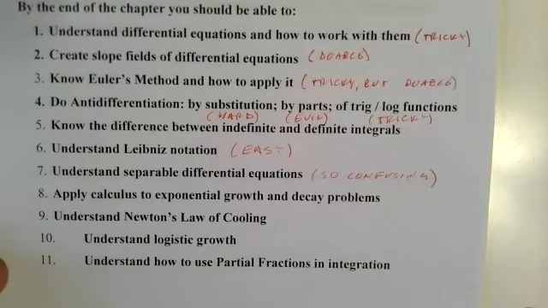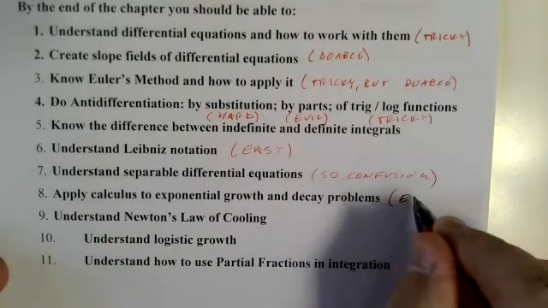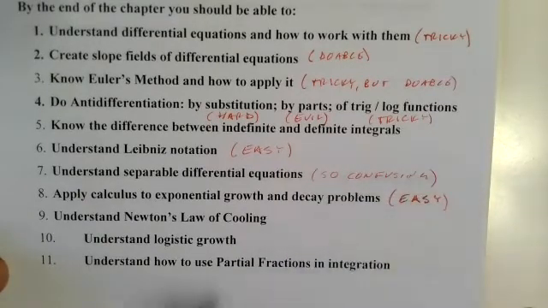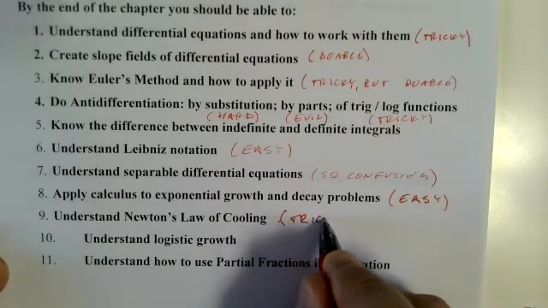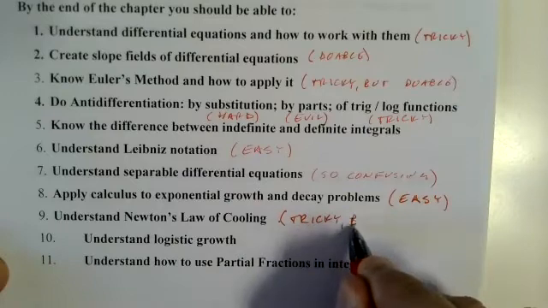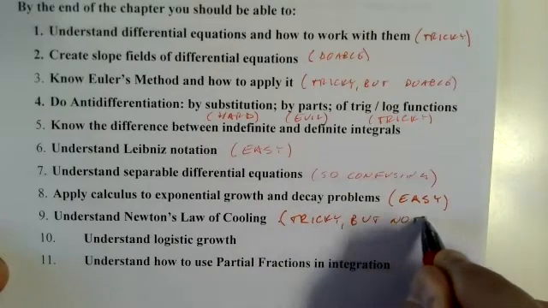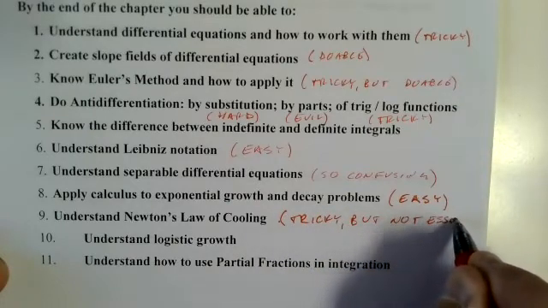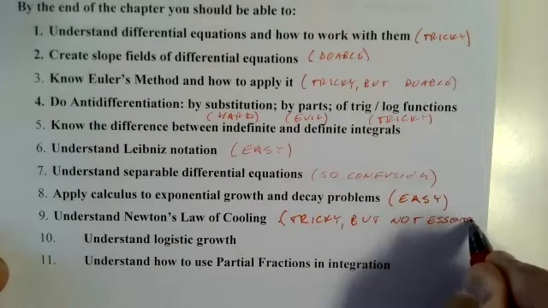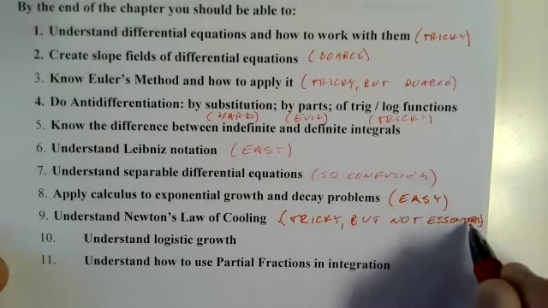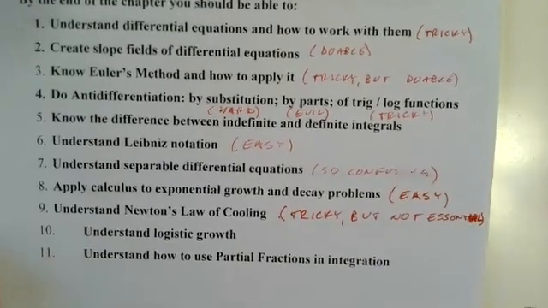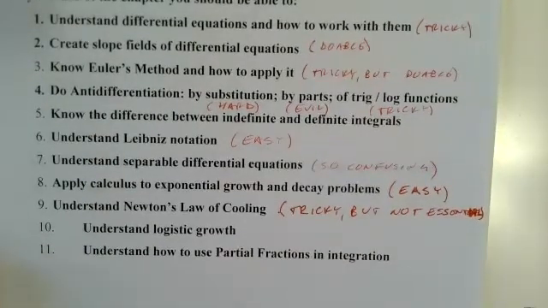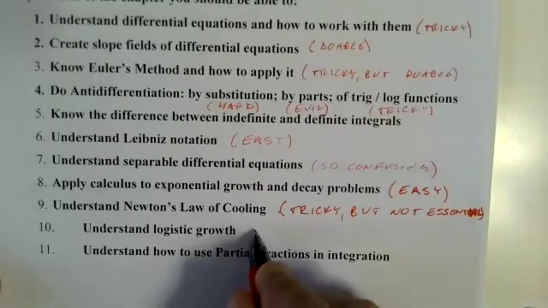Exponential growth and decay problems. That's not too bad. Newton's law of cooling. Tricky. Not essential. It's just saying if something's hot and there's a lot of it, it takes a while to cool down. The less there is of it, the faster it cools down. Or the slower it cools down. The rate of growth slows down, whatever.